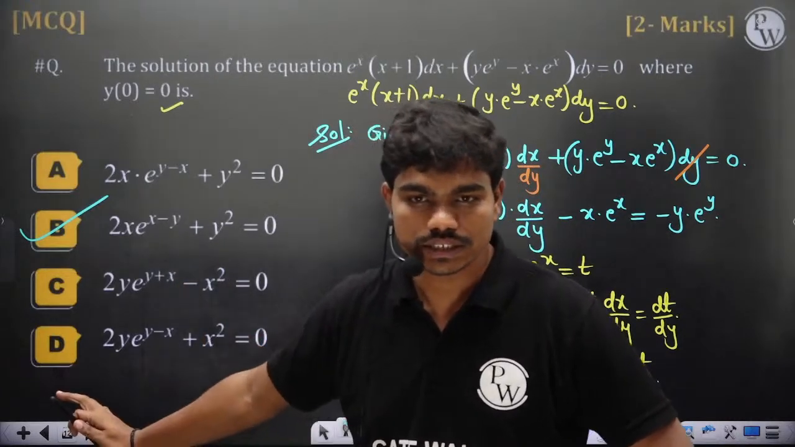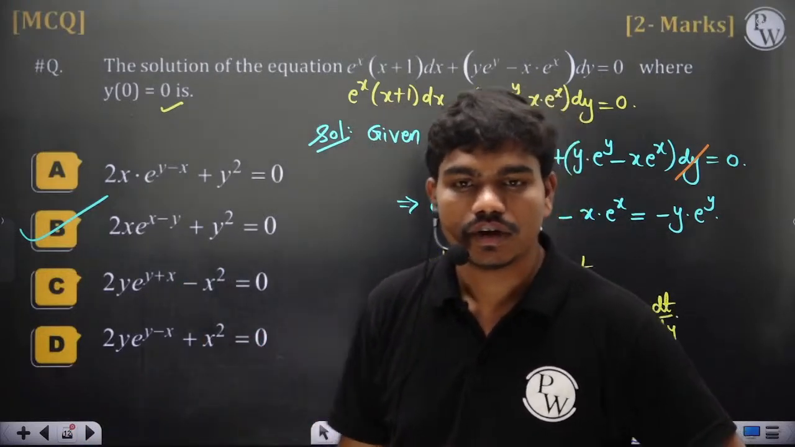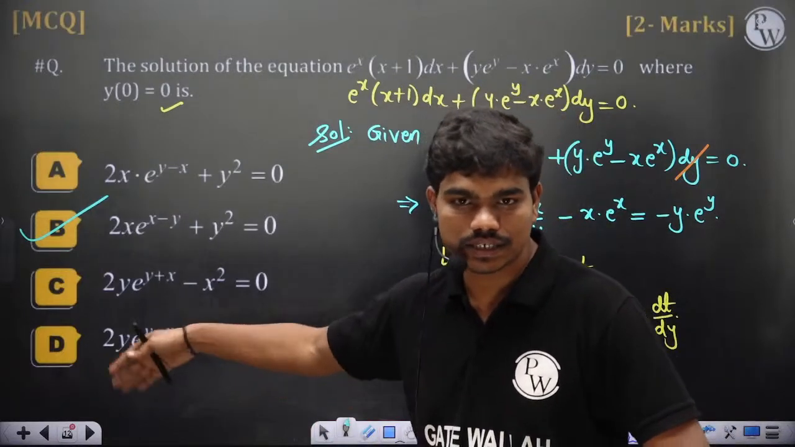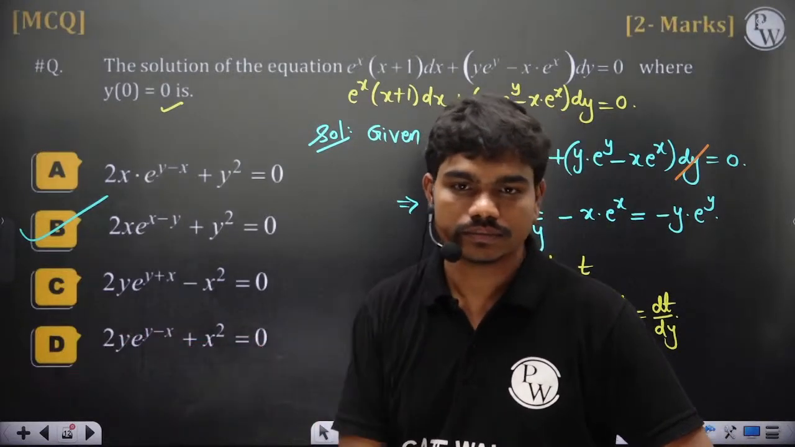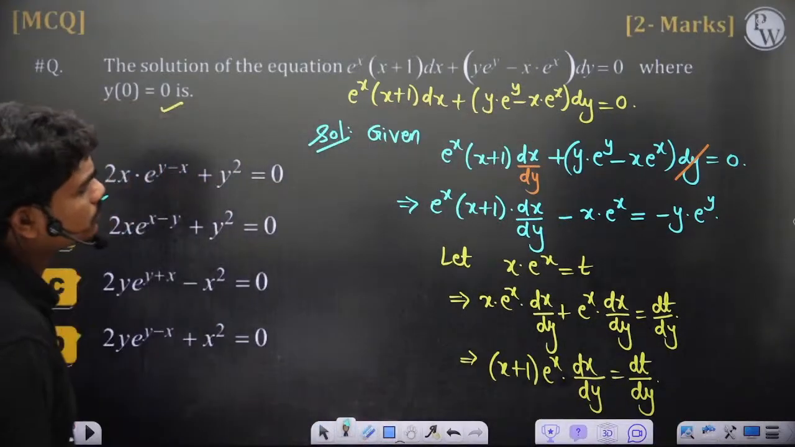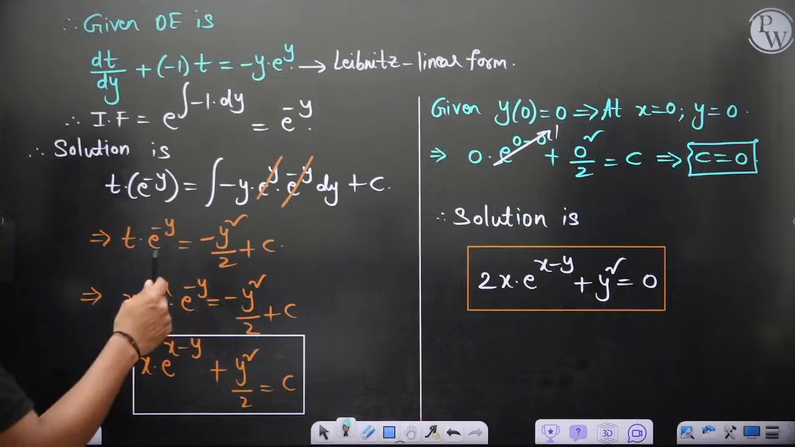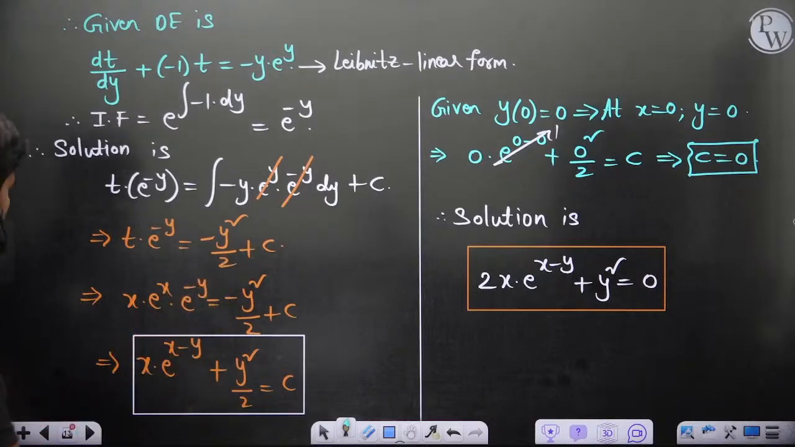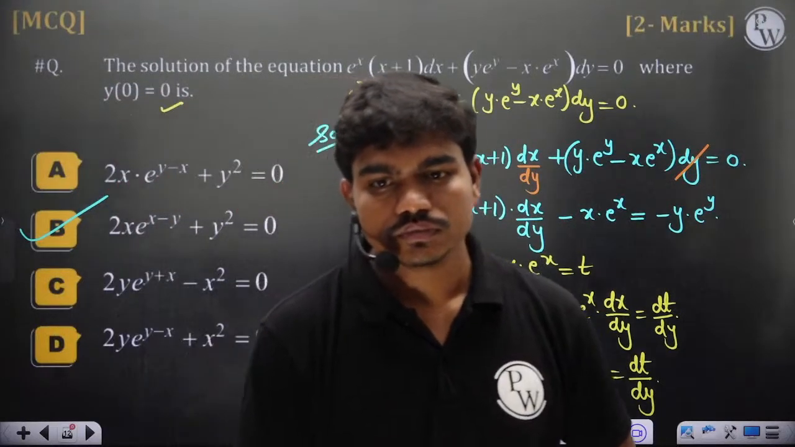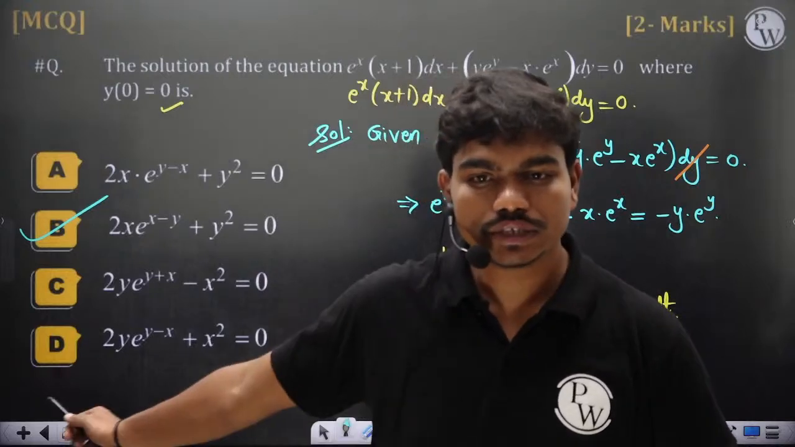So 2x e power x minus y plus y square is equal to 0, of course. Clear? Any doubts in this, or is it fine? Just type it in the chat box. Is this fine to all of you? Can you all recognize this solution is correct? I think I did not skip anything. Plus minus minus, so then minus minus minus plus minus. Yeah, I think it's correct. Any doubts in this question, or is it fine?